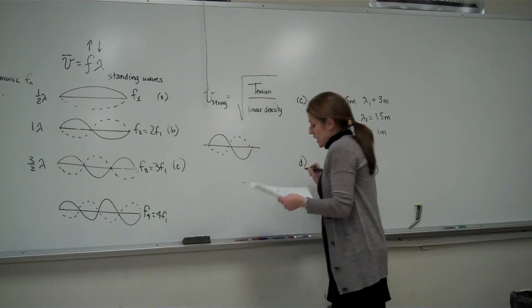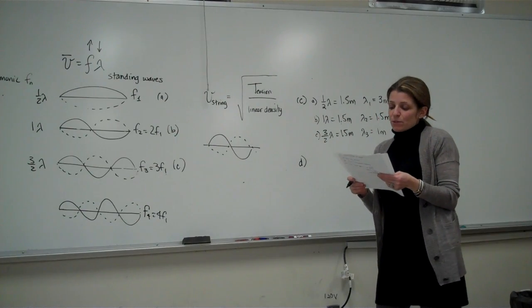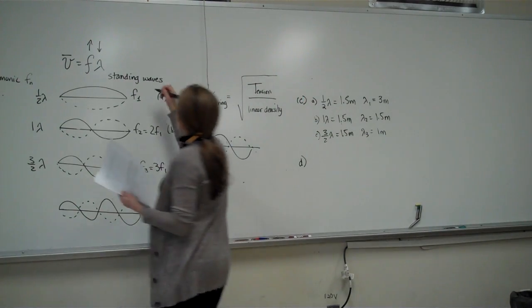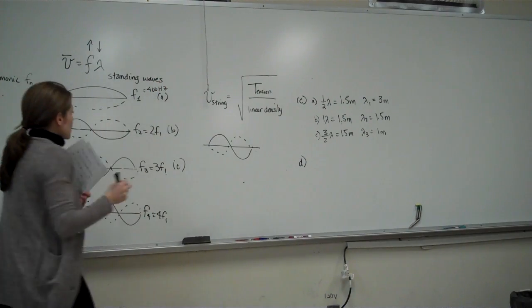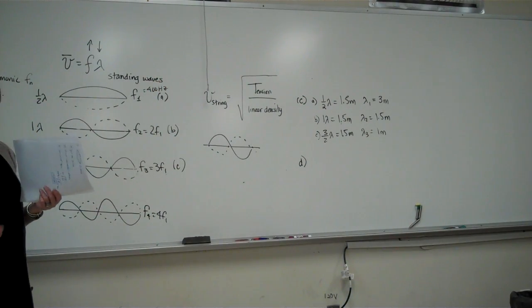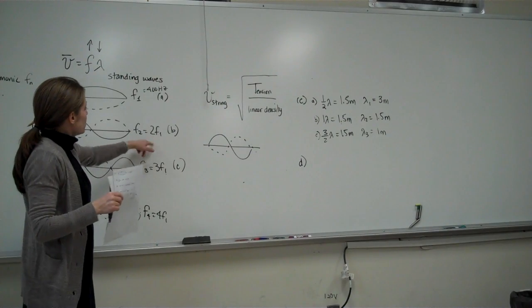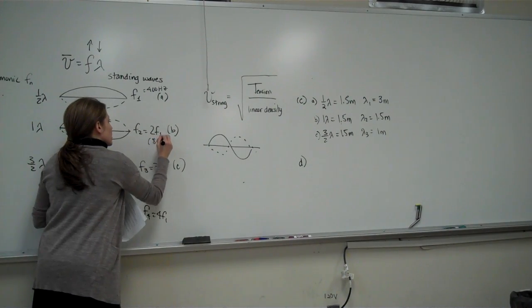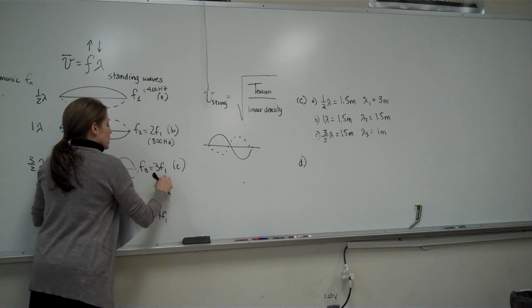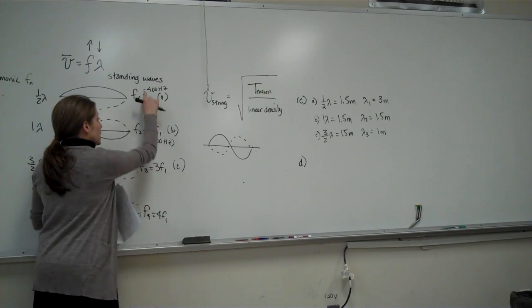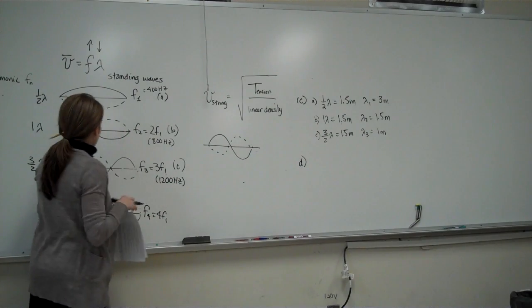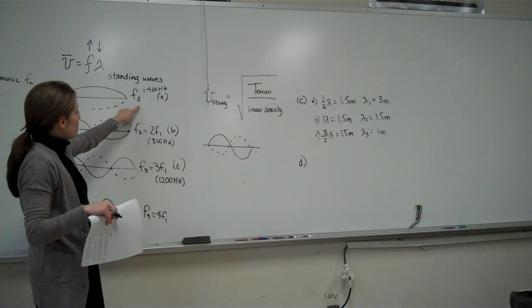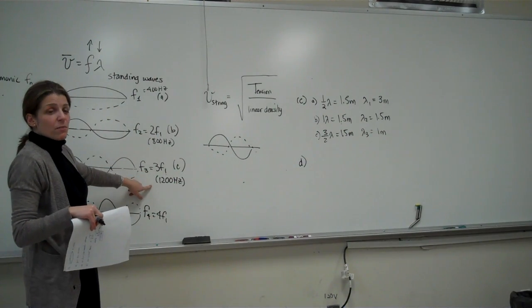Finally, we get to D. If the frequency produced in the first picture was equal to 400 hertz, what are the frequencies of the other vibrations? Well, 2F1 would then be 800 hertz, and 3F1 would be 4 times 3, which would be 1200 hertz. Okay, this would sound an octave above that. This would not sound an octave above that.